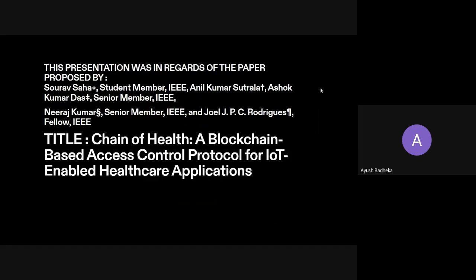So this presentation was in regard to the paper proposed by Saurav Saha, student member IEEE, Anil Kumar Sutralat, and Ashok Kumar Das, senior member IEEE. The title was Chain of Health, a blockchain-based access protocol for IoT-enabled healthcare application.